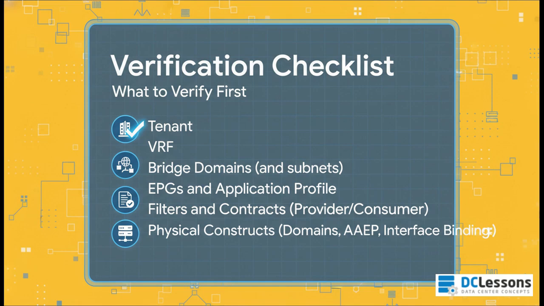Are you in the right tenant? Are your EPGs actually associated with the correct VRF and bridge domain? And the contract, have you defined the provider and consumer relationship correctly? It's a two-way street. And don't forget the physical side of things. Are your EPGs actually bound to the physical interfaces where your servers are plugged in? Trust me, a simple misclick here is so often the real root cause.